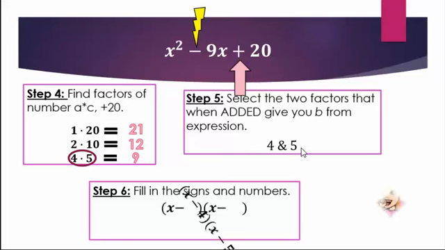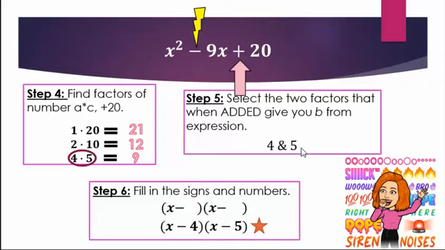Bam. Done. Now, how do I know where those numbers go? If you notice, both are minuses, so it wouldn't matter what you put first. 5 could be here, 4 could be here. As long as these signs are the same, the numbers don't matter where you place them. It is when the signs are different, which we'll do an example right now.